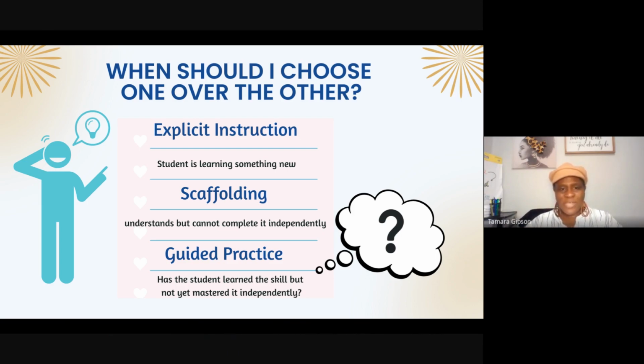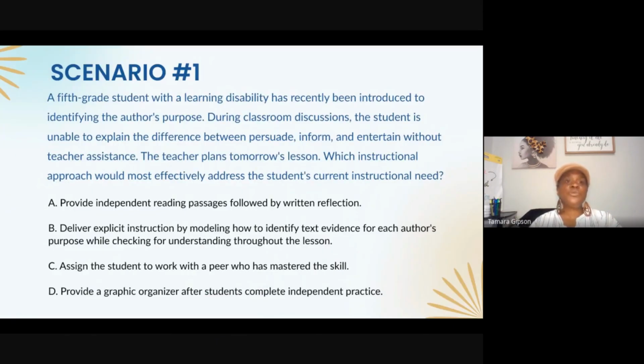So before we go, I want to practice a little bit with you. And in this question, it says a 5th grade student with a learning disability has recently been introduced to identifying the author's purpose. And during classroom discussions, the student is unable to explain the difference between persuade, inform, and entertain without the teacher's assistance. The teacher is planning tomorrow's lesson. Which instructional approach would most effectively address the student's current instructional need?